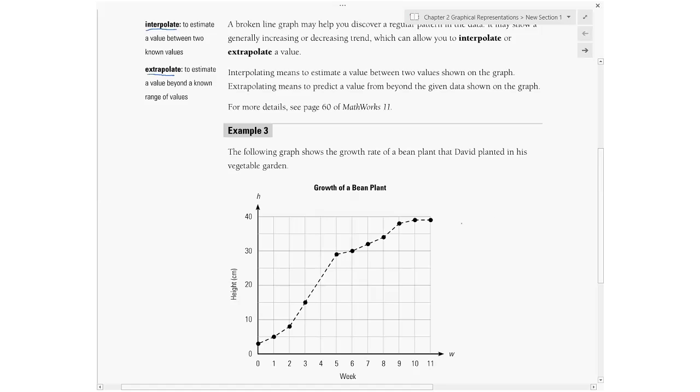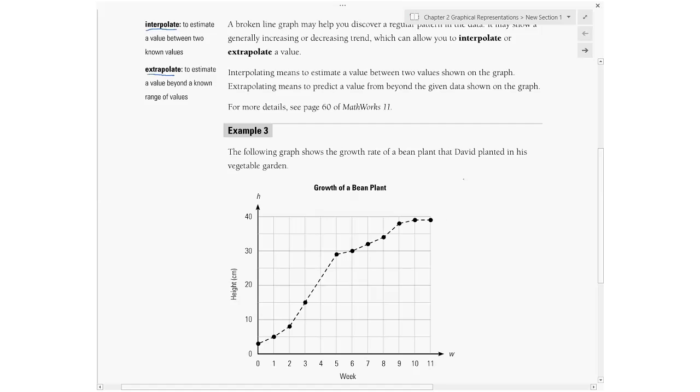Whereas we've got a little more accuracy with interpolation, generally, depending on the situation. We know, for example, that a bean plant is likely not going to have shrunk after week 2. So between week 2 and week 3, it's going to be somewhere in here. We're not sure exactly where, but we can take a guess. However, we don't know for sure what's happening after week 11, but we're extrapolating. We can guess what goes on. So interpolation inside your graph, extrapolation outside your graph.